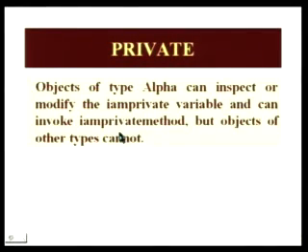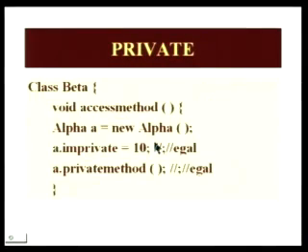Right? Don't take this as final; I have written something here, but there might be a mistake. You tell me whether it is correct or not. Class Beta is another class. Within this Beta class, I have defined one method called void accessMethod. Within this method, I have defined one Alpha object. Within another class, I have defined an Alpha object. Now I am trying to access the variables and method of the Alpha object within another class. Is it legal or illegal?